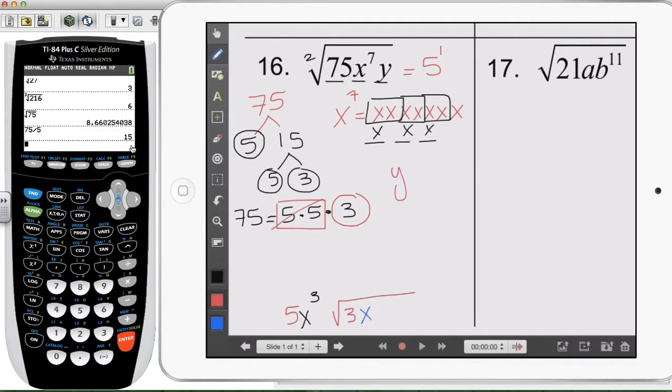Now you only have one y, so it's not part of any group. So as you can see, I have only one y, and it's not part of any group. There's no pair of y's. So this one's going to stay inside the radical. So your answer is going to be 5x to the third square root of 3xy.